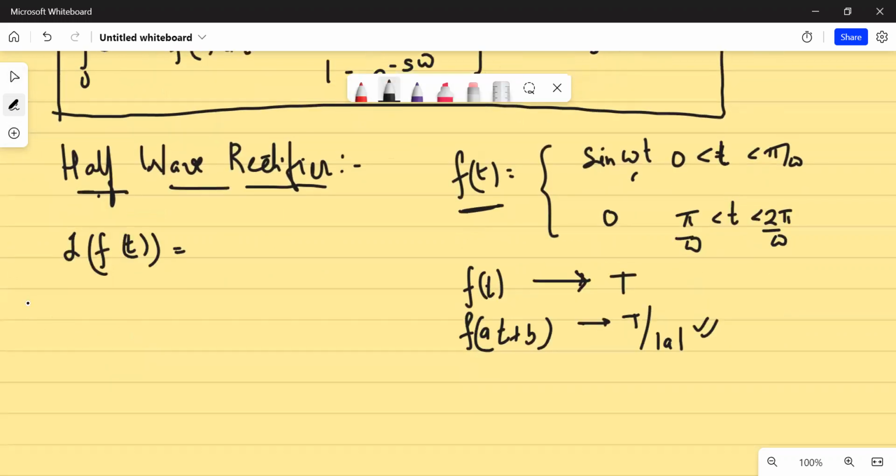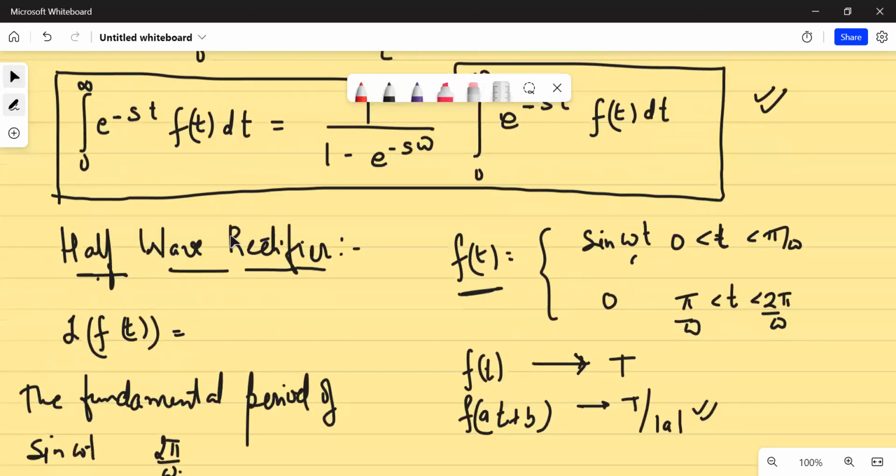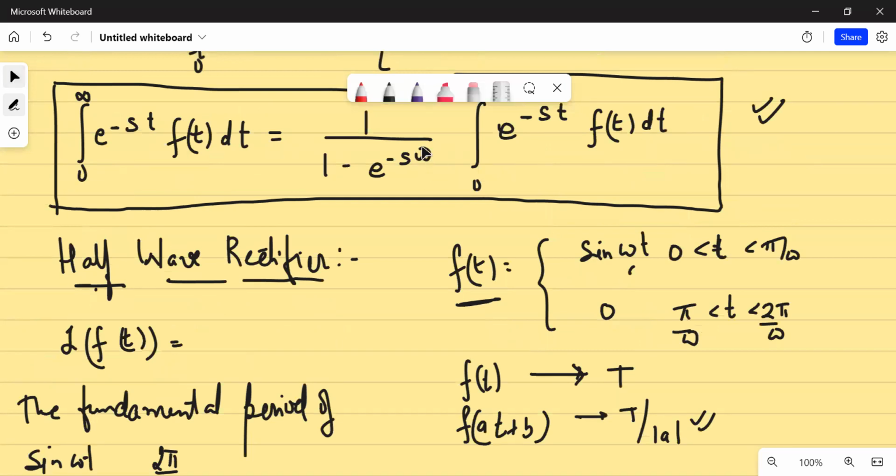I will write that the fundamental period of sine omega t is simply 2 pi upon omega. Is that clear? This is the first thing that you should write. So instead of omega here, I will write 2 pi by omega. Is that clear to you? Yes. This refers to the period T.